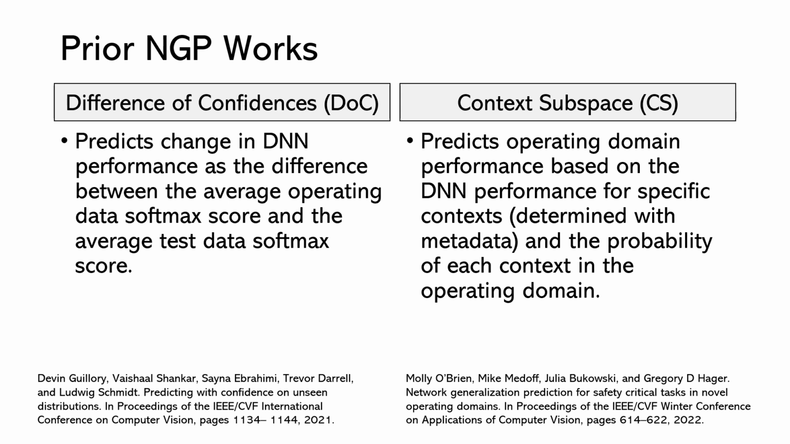There are a number of NGP methods that have been proposed in the last year. We compare to two of these works. First, the difference of confidence NGP approach, which uses the change in the average softmax score between the test and operating data to predict the change in DNN performance. We also compare to the context subspace NGP approach, which identifies how context, often described using metadata, impacts DNN performance, and then predicts how the overall DNN performance will change based on changes in the operating domain context.